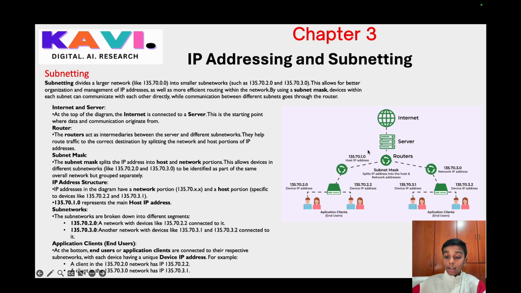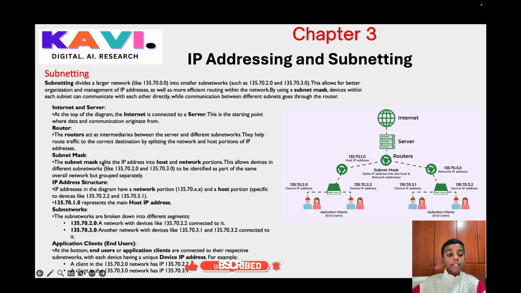As you can see here, the router, working with the subnet mask, will split into 2 other host IP addresses. Here we have the host IP address 135.70.1.0, and in the other network, here we have 135.70.3.0. Let's move on to the subnet mask.